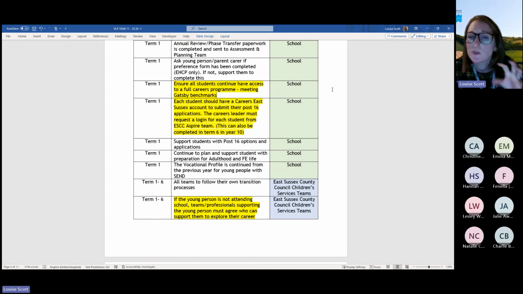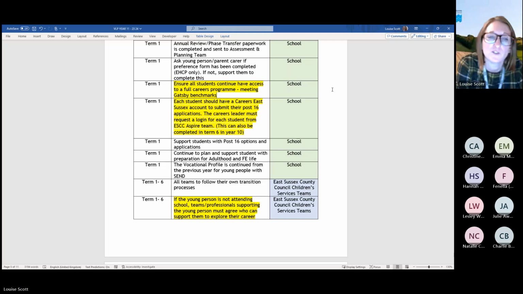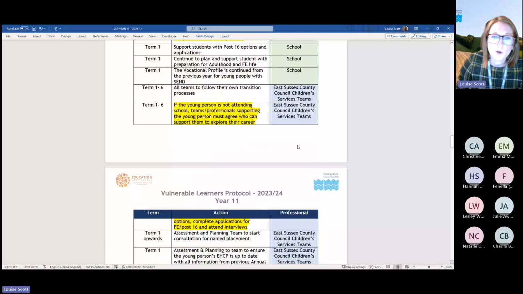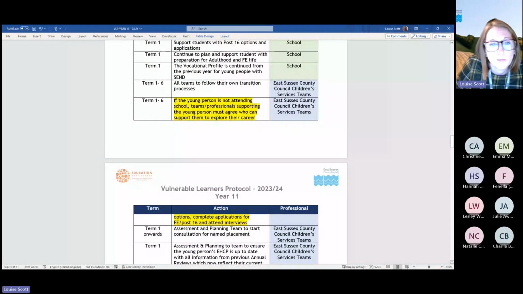Some schools do it maybe slightly later, and that's actually something to highlight here. Though it says term 1 there, it might happen in term 1 or term 2 in your school. So if that does happen later, you can change this. It doesn't mean that you have to move it to doing it in term 1. You can adapt this table so it suits your setting. So then just scrolling down to the next one.